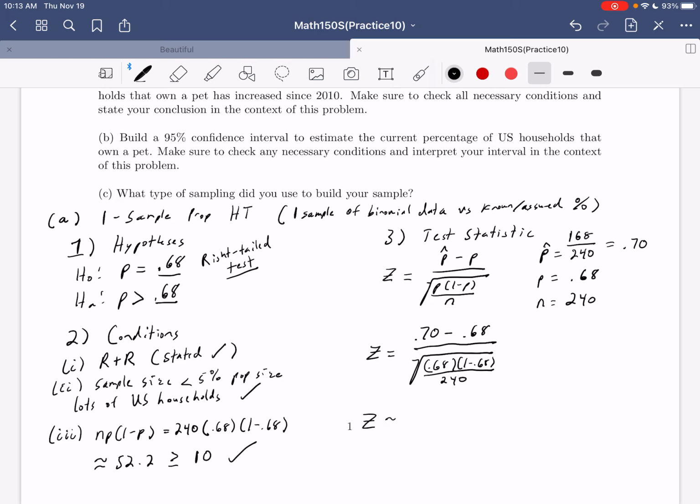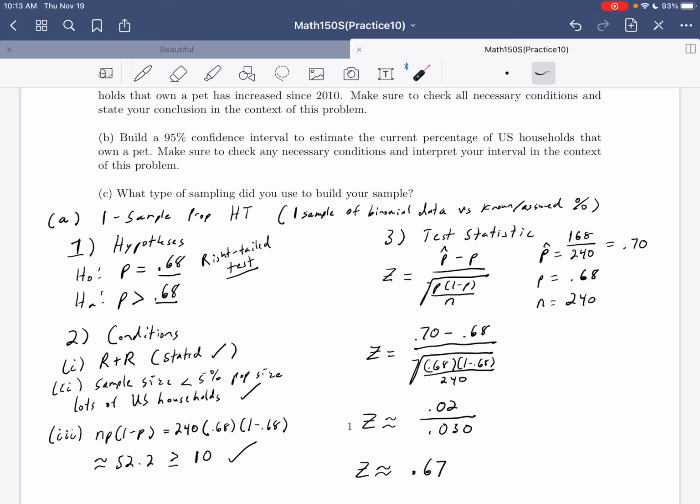So as usual, let's go ahead and do the top and bottom separately. The top should be easy, it's 0.02. And the bottom, we just type that in as it looks: square root, and then parentheses 0.68 times parentheses 1 minus 0.68, divided by 240. And when we do that, looks like we should get 0.030. And if we then do that division, 0.02 divided by 0.030, looks like we should get a z-score of 0.67. And remember, at the end here, the z-score should be kept to 2 decimal places because that's what we can look up on table A. All right, so there is our z-score.